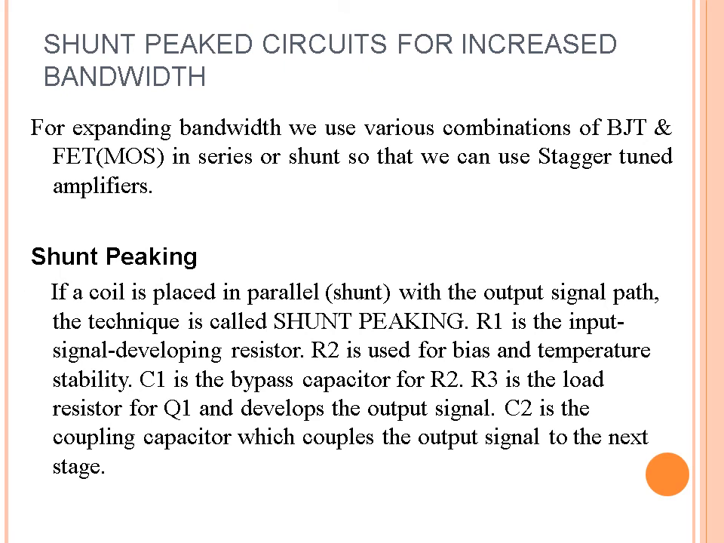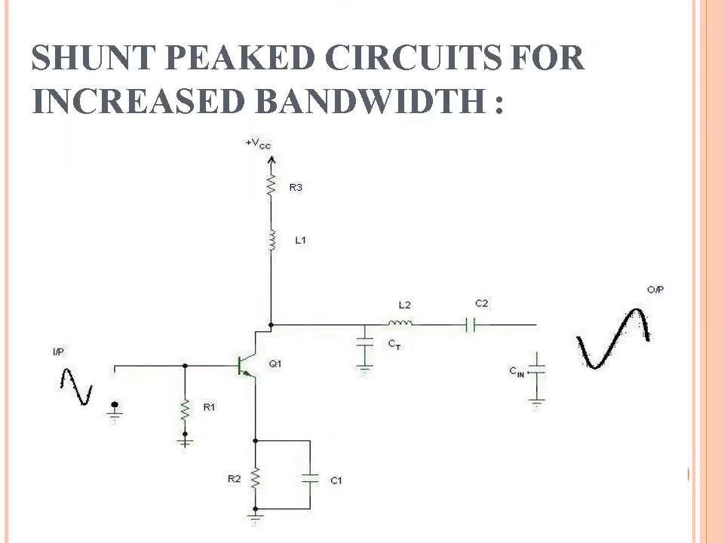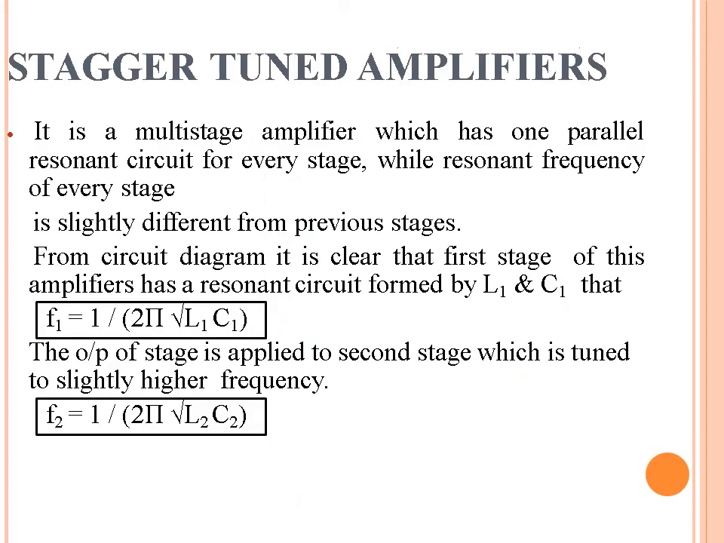Now the shunt peaked circuit for increased bandwidth is seen here. Shunt peaking is nothing but placing a coil in parallel with the output signal path; that technique is called shunt peaking. The shunt peaking circuit will increase the bandwidth.